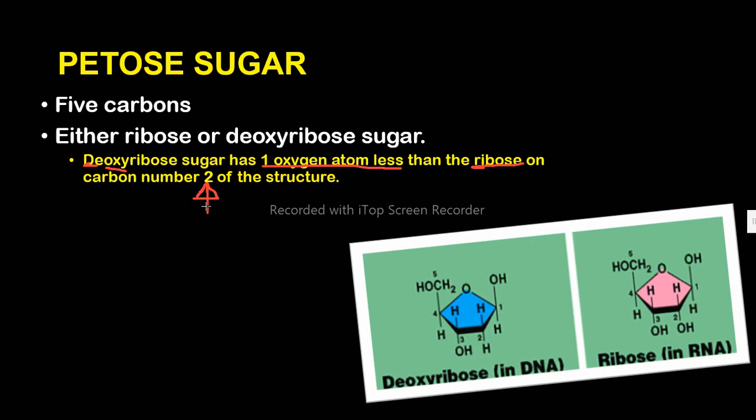Whereby this is carbon 1, this is carbon 2, this is carbon number 3, this is carbon number 4, and simply 5. Now on carbon number 2, for a deoxyribose sugar, it simply has hydrogen and hydrogen. But for a ribose sugar, instead of hydrogen, it has the oxygen. And basically that's the difference. That's how different these 2 sugars are.